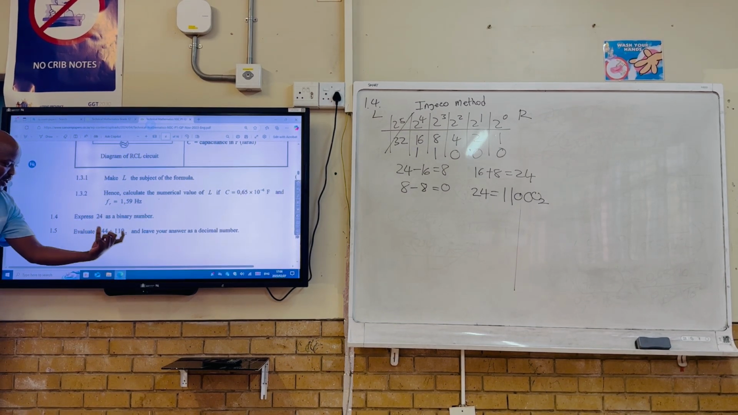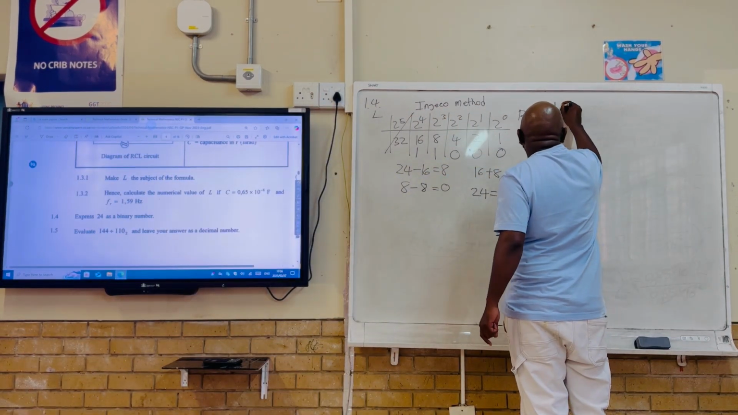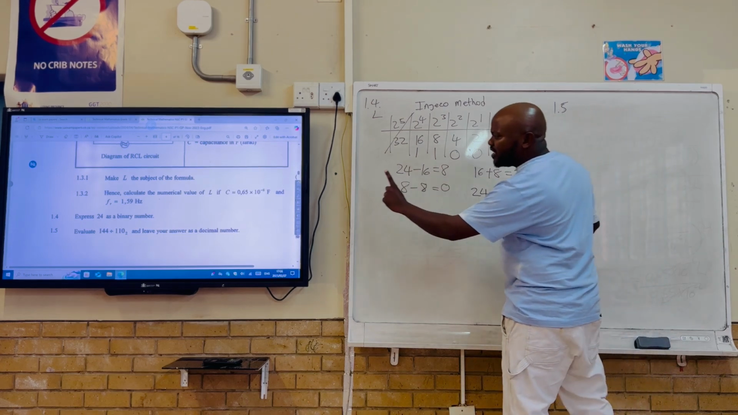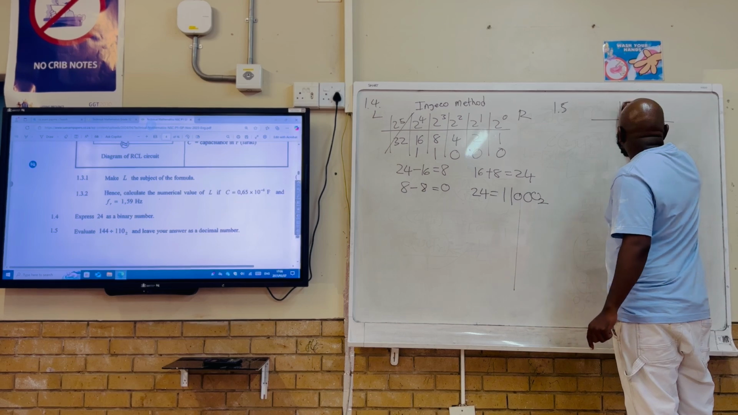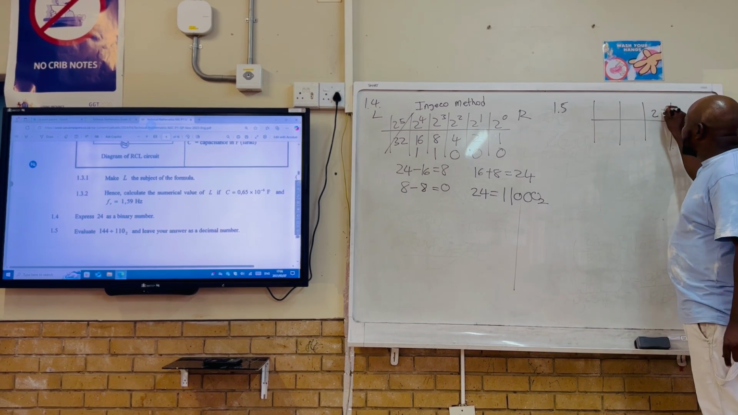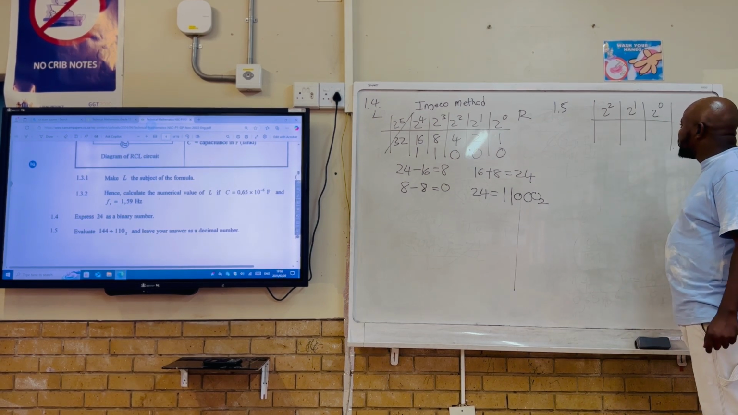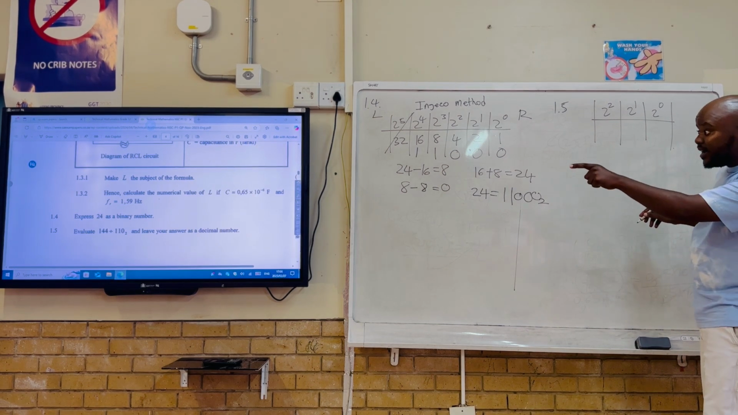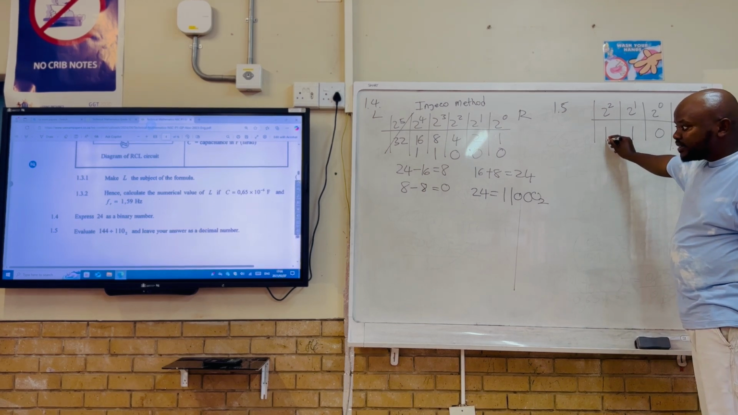What are we going to do? We are going to convert the binary to decimal, still using our Ingezo method. We are dealing with 3 digits for that binary. We are going to have 2 raised to the exponent of 0, 2 raised to the exponent of 1, and 2 raised to the exponent of 2. From our binary, it's 0, 1, 1.